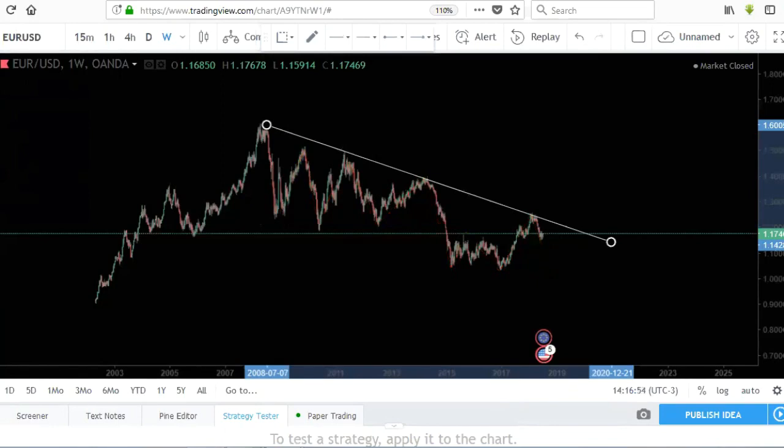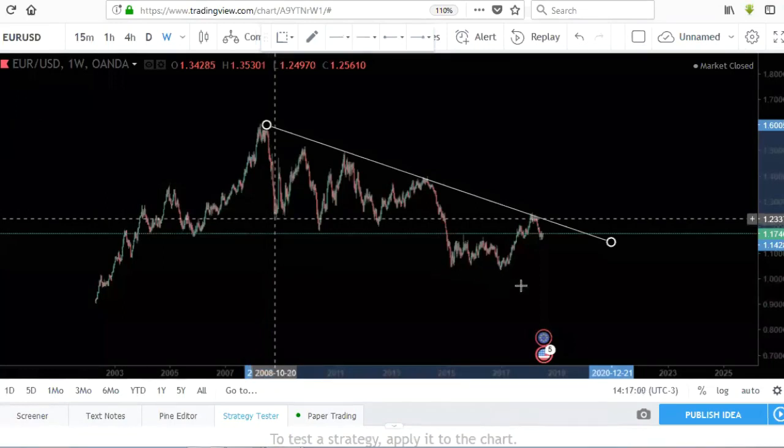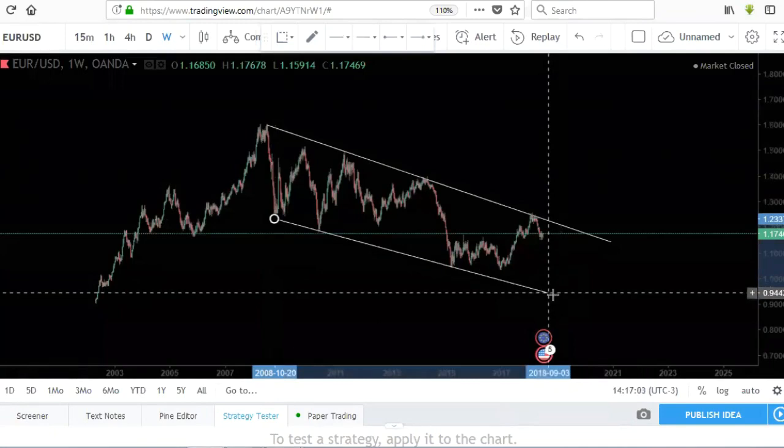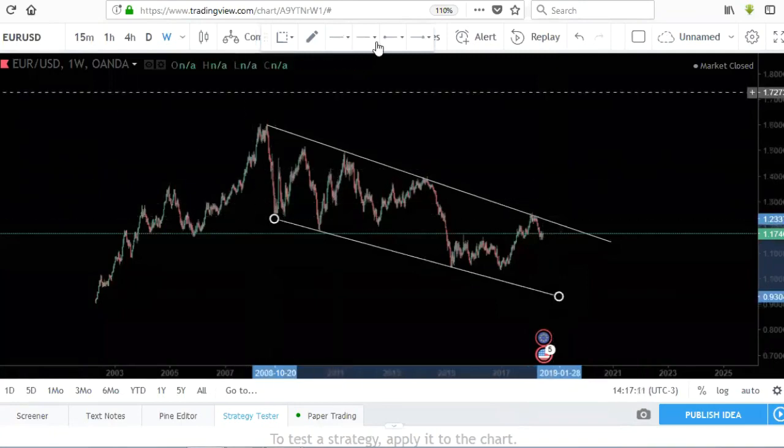We're on weekly, and we're able to spot this nice downtrend. Okay, here's our second point. I believe it makes sense. You can see how it is drawn.